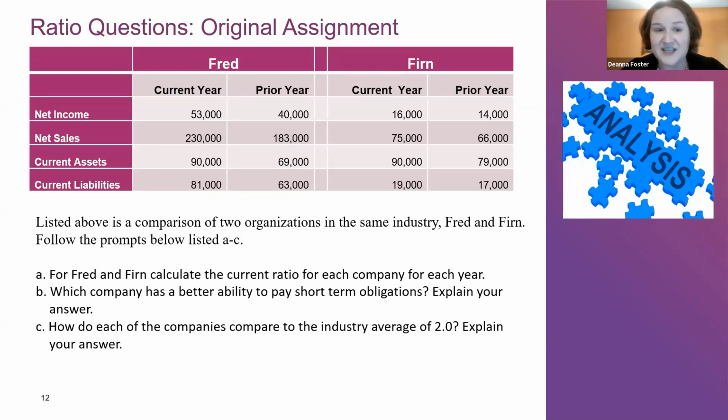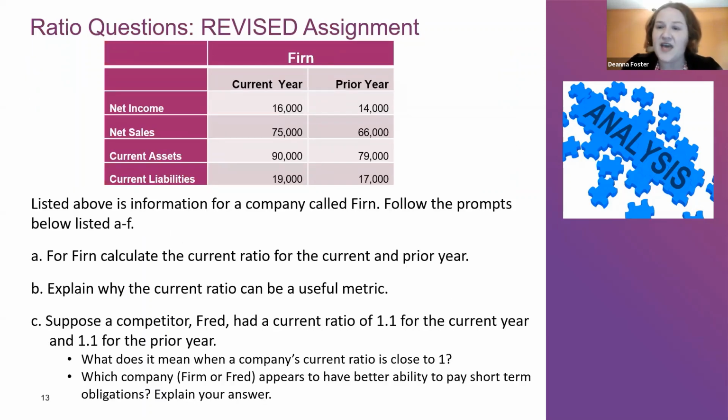So very vague. Then part C, how do each of the companies compare to the industry average? And again, very similar to part B, vague responses. I usually get, Fred's below the average and Fern is above, with no true explanations. So what I tried to do with this problem is think of the actual information that I want to see from students, and then I just broke it out more to kind of guide the students along.